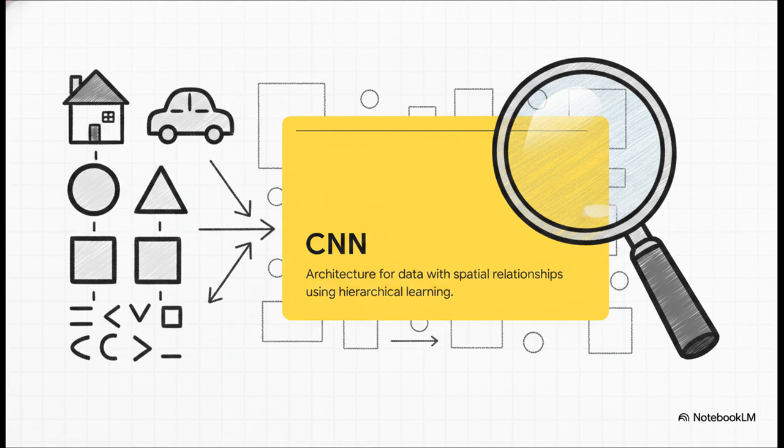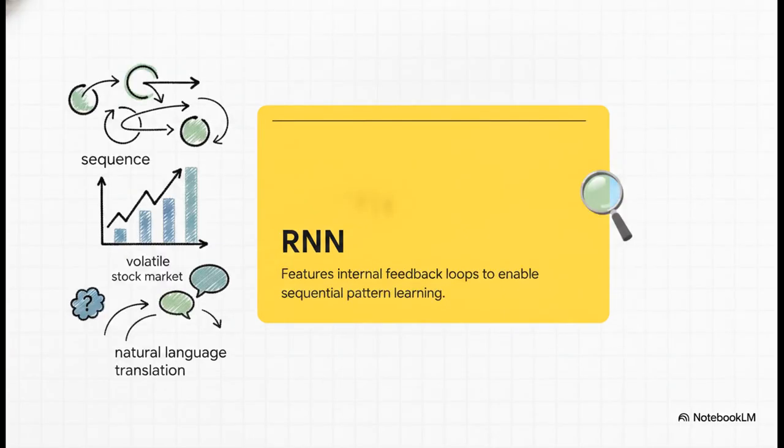But as that data moves deeper into the network, those edges are incrementally aggregated into complex shapes until the final layers can confidently recognize a house, an animal, or a car. It's amazing. Conversely, we have recurrent neural networks, or RNNs.